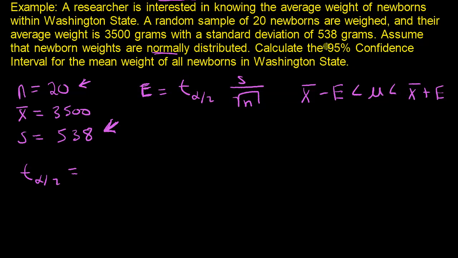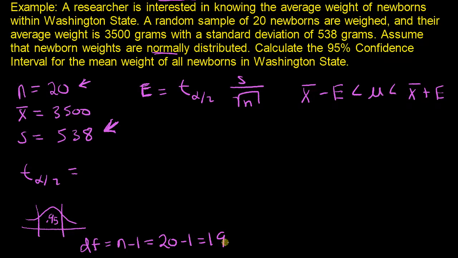Now when I'm going to my T table, I'm doing a 95% confidence interval. So the area in the middle is 0.95, and the area in the tails is 0.05. You divide it by 2 for each tail, but the total area in both tails is 0.05. So when I go to my table, I'll look up 0.05. Also, what's the degrees of freedom? Degrees of freedom for the T distribution is always n minus 1. So in this situation, it'll be 20 minus 1, which is 19. So I'm going to look up 19, and the area in the tails is 0.05.